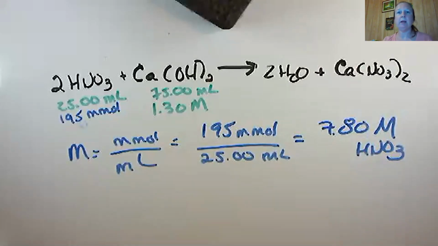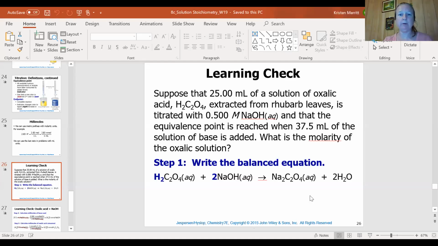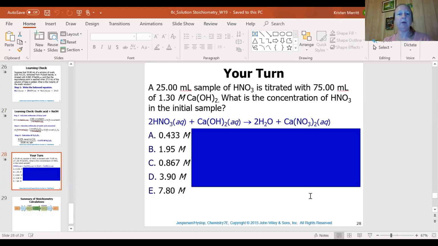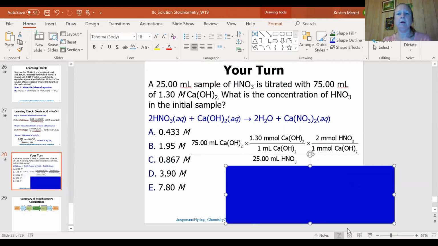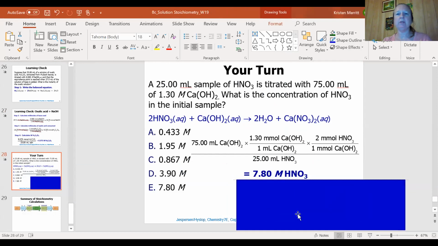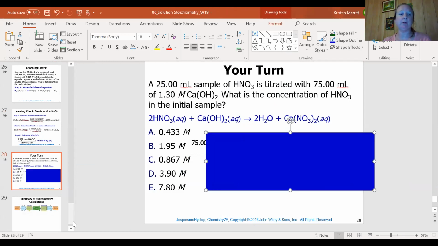And if we go to that slide, because it's worked out, so you can practice this. Okay, here's the first one I did. The second one, you have this blue line. As long as you're not in the presentation mode, you can move the blue line. You can try to work this out in one step. You can work it out, break it up into the steps. The answer is 7.80 molar. So that's how we do a titration.